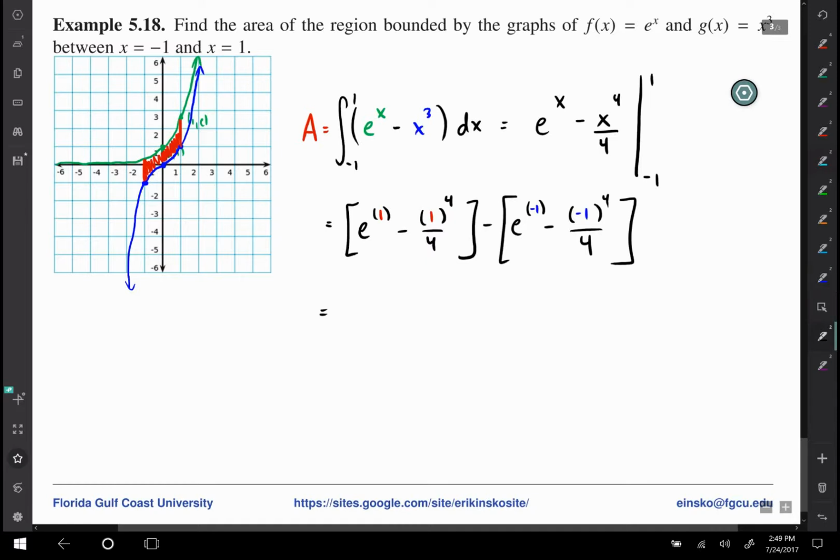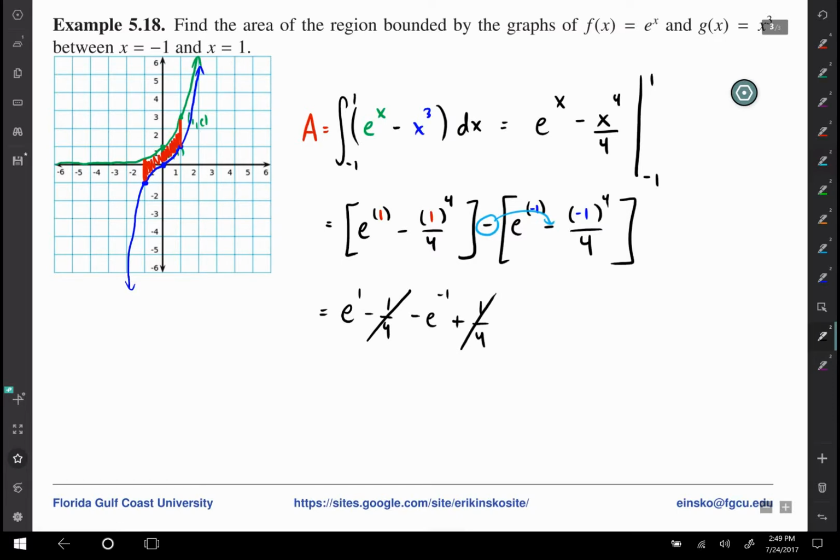Okay, so that should give us e to the 1 minus 1/4 minus e to the -1 minus 1/4, but this should be a plus 1/4 because I need to distribute that negative sign in, so that becomes a positive there. Okay? And so the -1/4 and the positive 1/4 actually cancel.